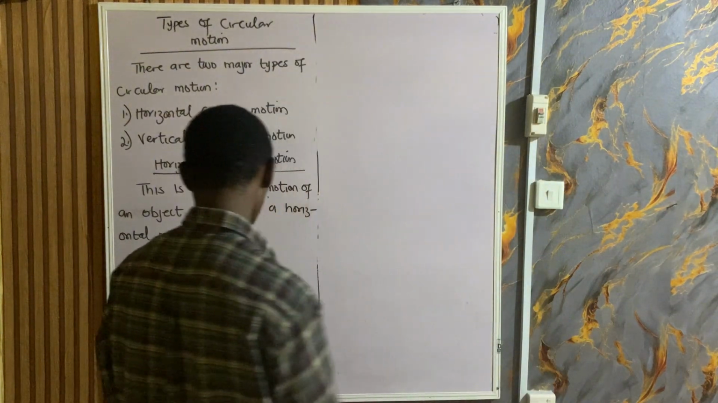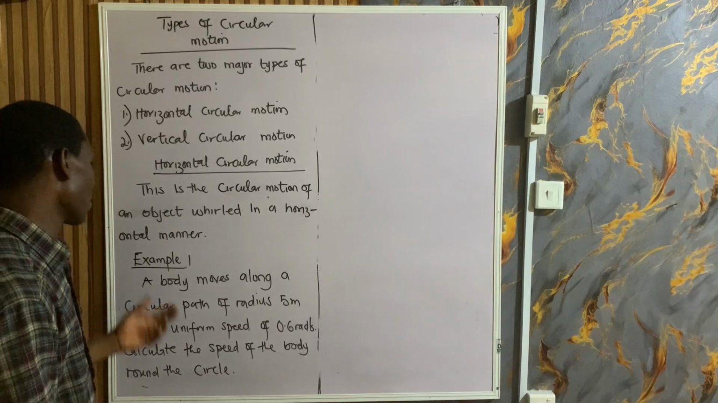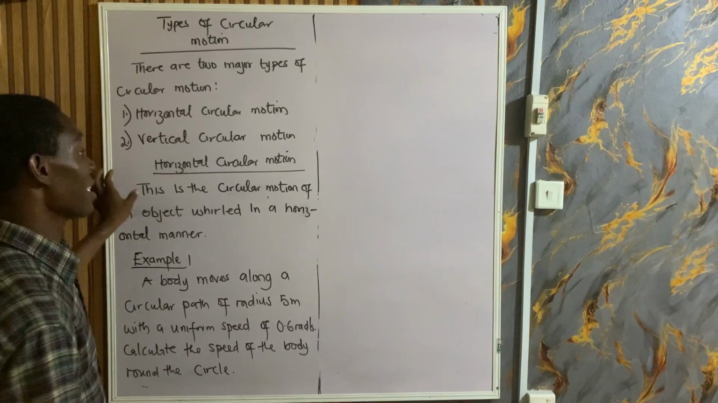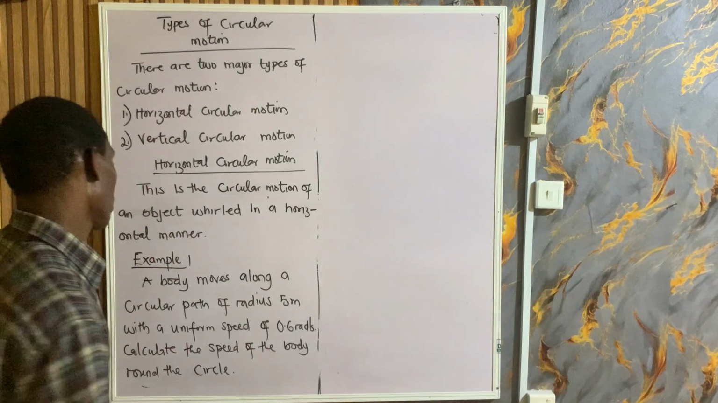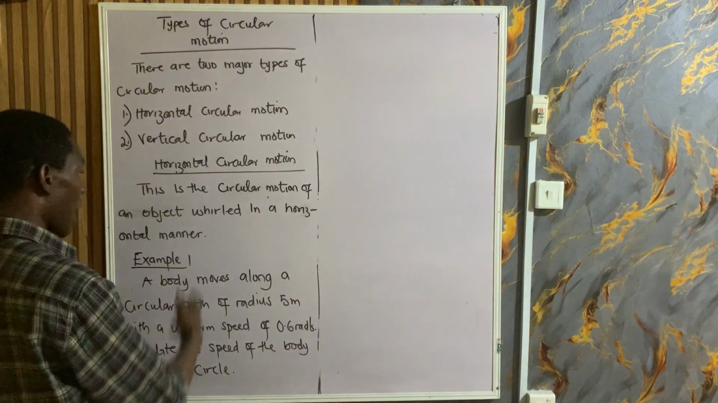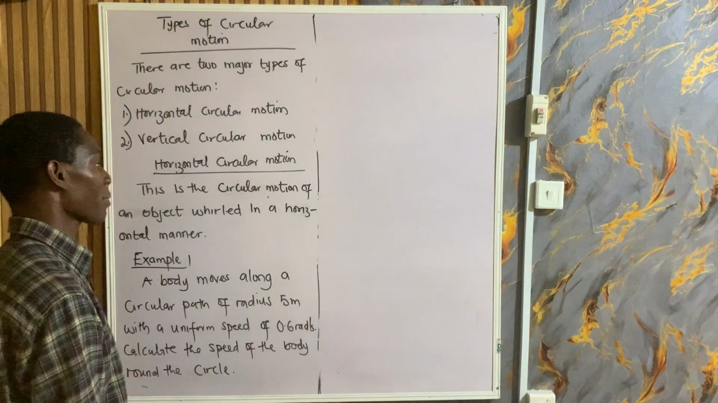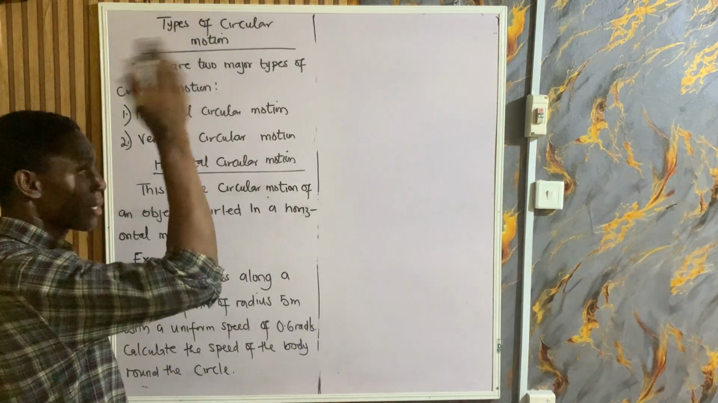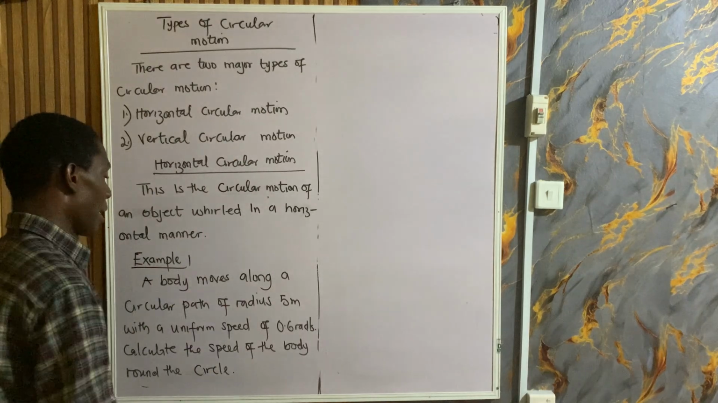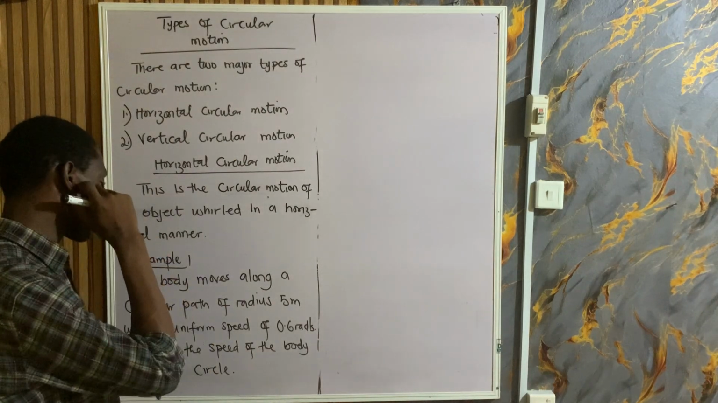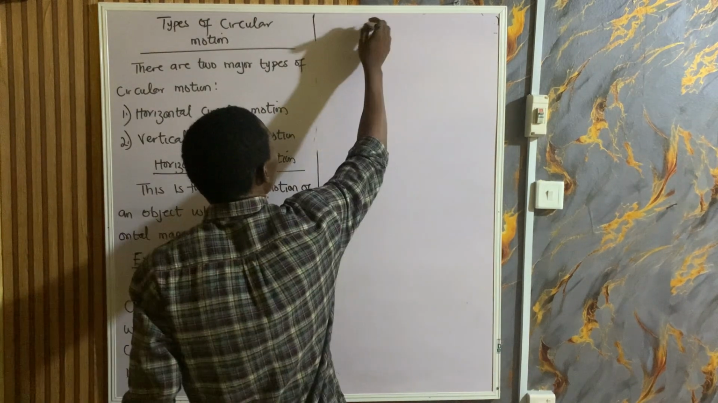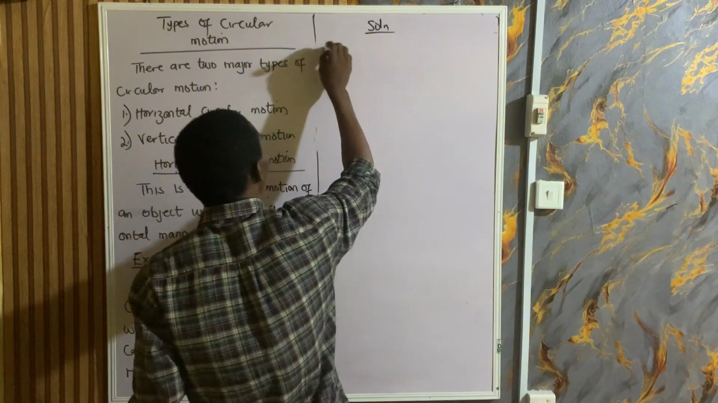Well, let's take a question now. Example 1. So we're taking firstly horizontal circular motion. I believe you understand what horizontal circular motion means now. It's whirled in a circular manner. So example 1: a body moves along a circular path of radius 5 meters. To solve this question, first of all, we write out our given.